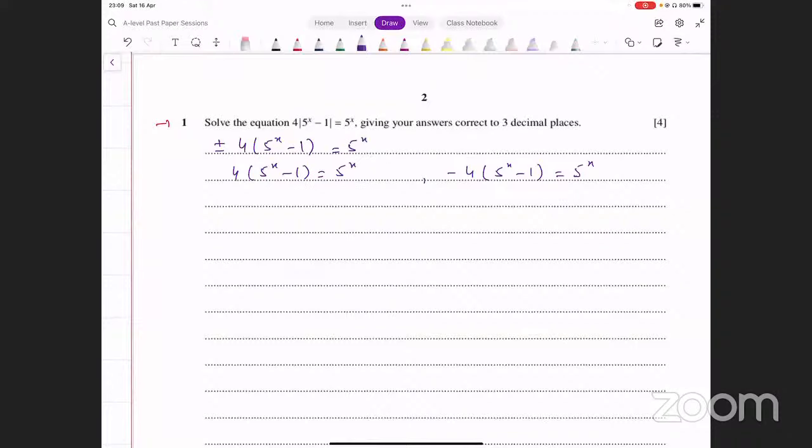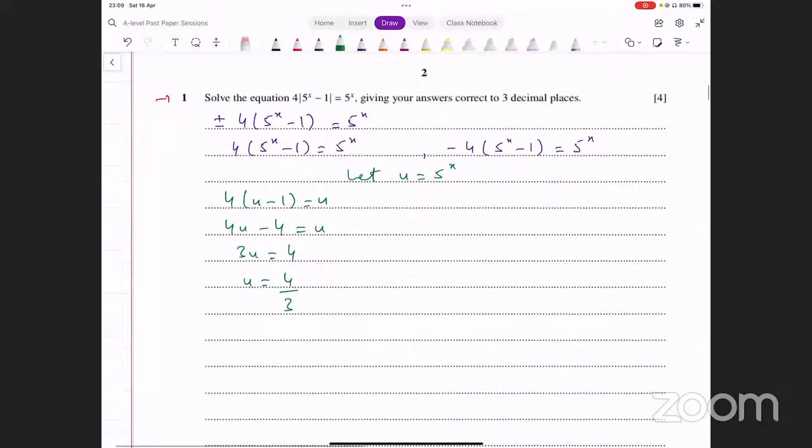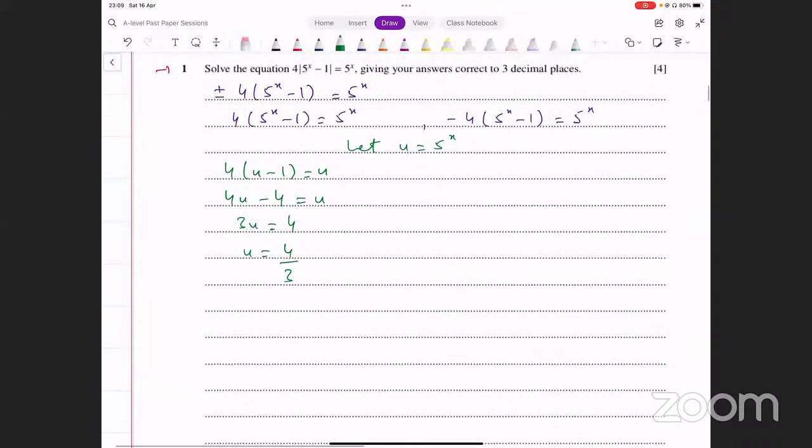कैसे solve करेंगे? We've got x in the power and we've got 5 raised to power x on both sides. हम substitution कर सकते हैं. We can say let another variable, let's say u equals 5 raised to power x. Let's use the substitution. What does that give us? That gives us 4 into u minus 1 equals u, and that's 4u minus 4 equals u, and that is 3u equals 4, u equals 4 over 3. एक हमारे पास ये value आ गई u की. Now, we had substituted u equals 5 raised to power x. So 5 raised to power x equals 4 over 3. That's going to give us some value.